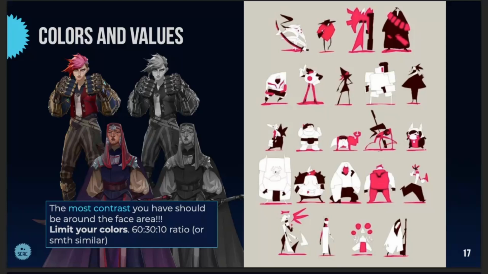I've seen that before. Yeah, it's a really helpful image because that breaks down the 60-30-10 ratio that I was going to talk about next as well. The good thing about a 60-30-10 ratio is that it keeps you accountable of all the colors that you've picked for your characters. In the simplified Overwatch characters on the right, you can see Reaper is probably mostly black.